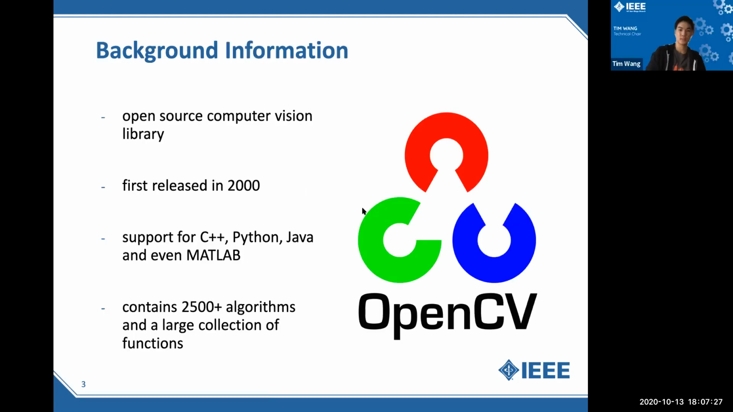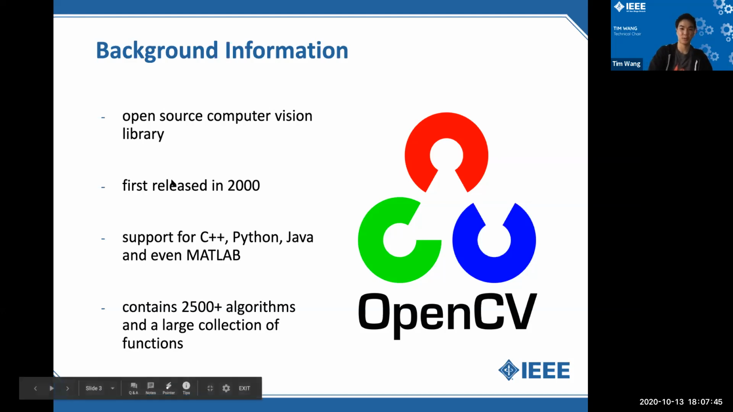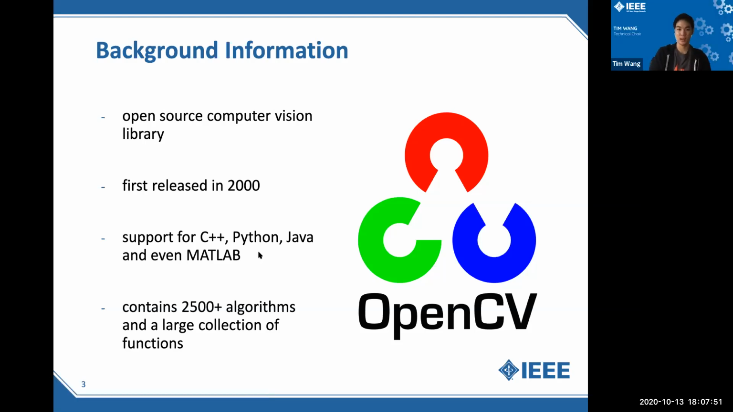Some background information. OpenCV stands for open source computer vision library, hence the name. It was first released in 2000, and it was actually part of an IEEE conference on computer vision and image processing. So, kind of a name drop. There's support for C++, Python, Java, and even MATLAB if you so wish to work like that, which sucks. And the Python OpenCV library contains 2,500 plus algorithms and a large collection of functions for all sorts of image processing and related computer vision work.